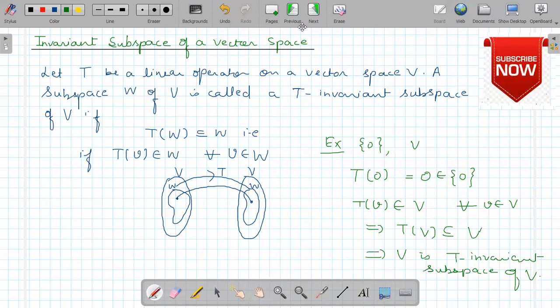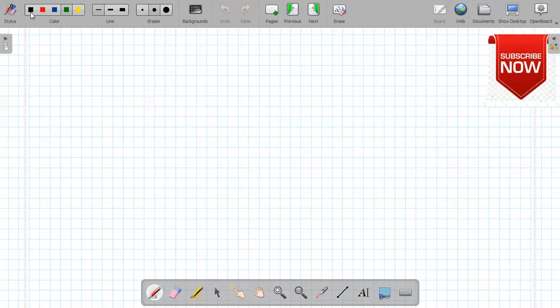Let's take another example. Another example is R(T) and N(T). R(T) is called the range of T and N(T) is called the null space of T. How did we define R(T)? R(T) is defined as all the images of the elements in vector space V.